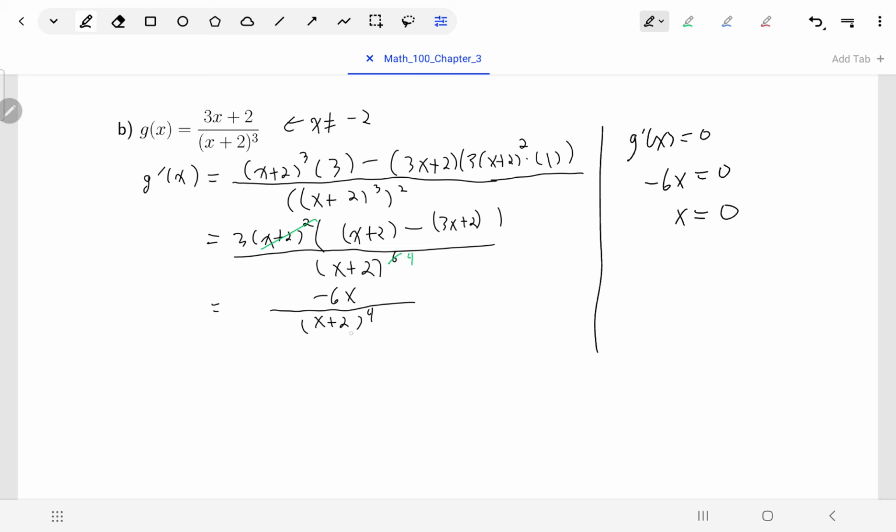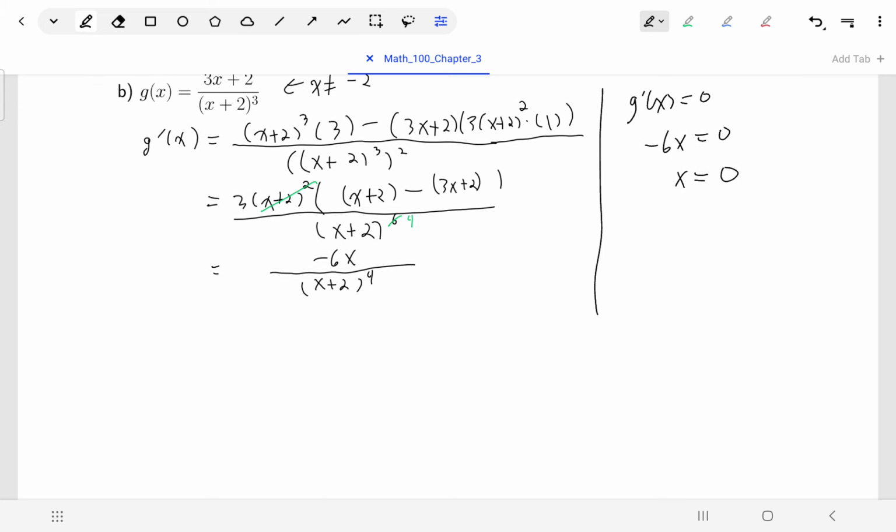Also, we notice the derivative is undefined at x being negative 2, but we already noticed that, so we already really knew that negative 2 was going to wind up being a critical number. So nothing really surprising or shocking there, so that means we're ready to go ahead and find out what's going on with our function.